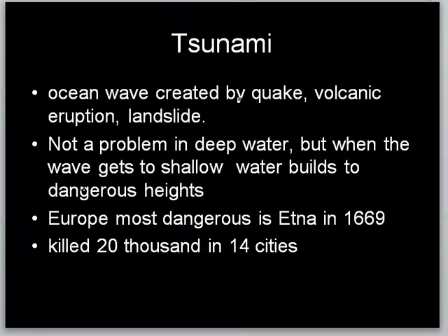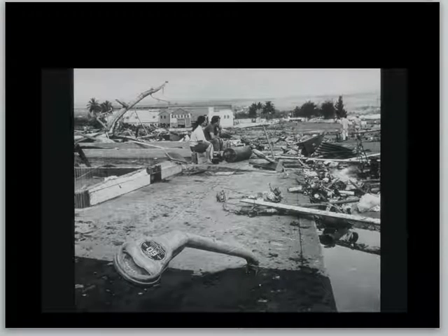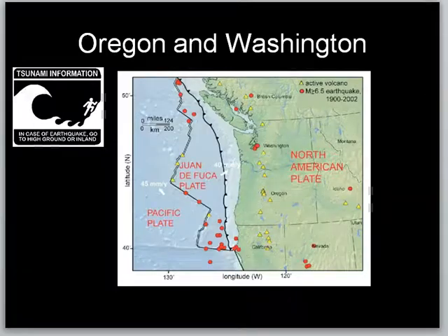So here is an example of the damage from a tsunami, and this was from a tsunami that happened across the ocean, and this was the amount of energy that was still available to that wave when it crossed the Pacific. Now in Oregon we have a potentially very hazardous situation.